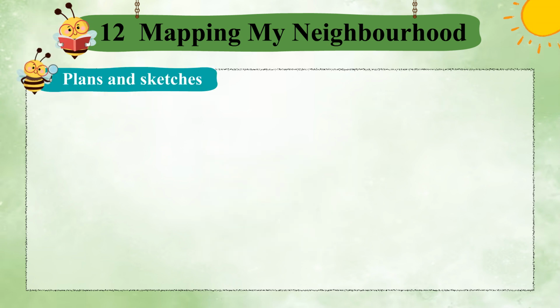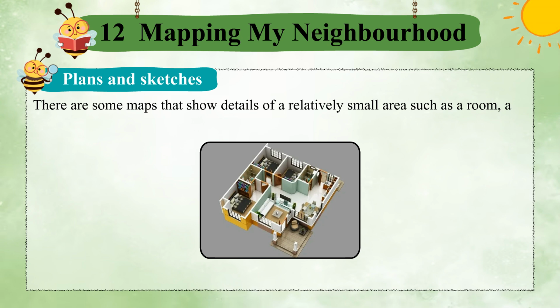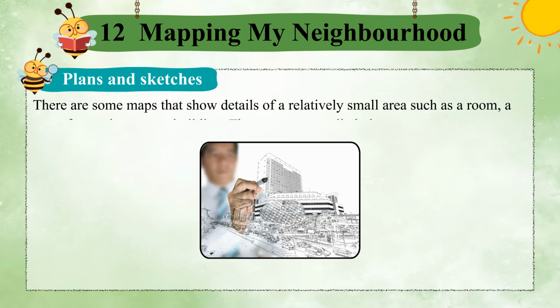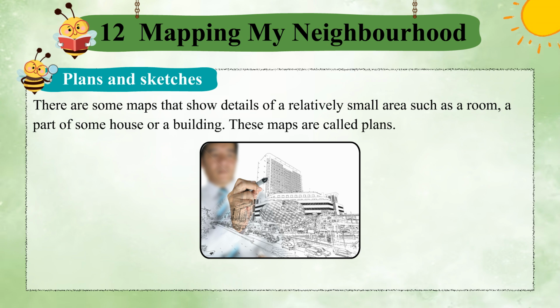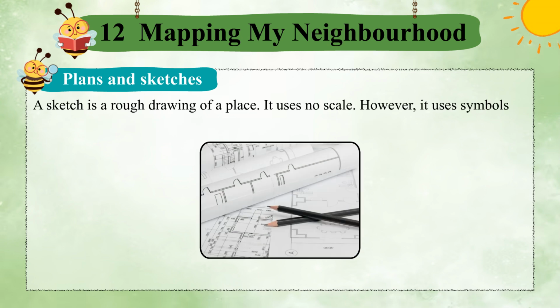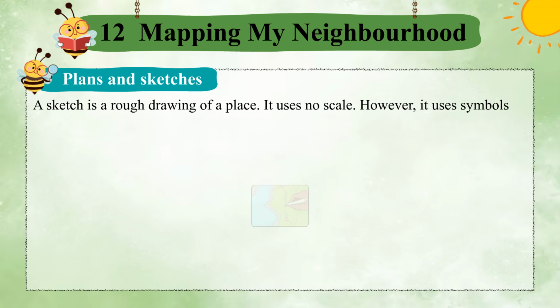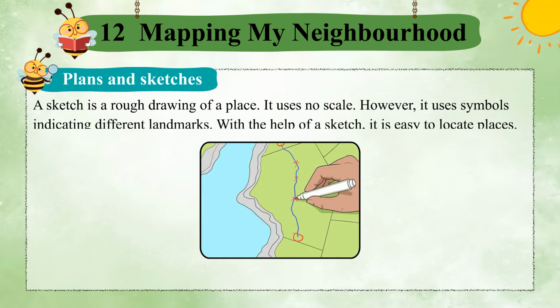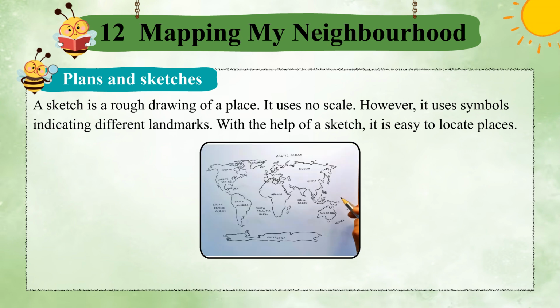Plans and sketches. There are some maps that show details of a relatively small area such as a room, a part of some house or a building. These maps are called plans. A sketch is a rough drawing of a place. It uses no scale. However, it uses symbols indicating different landmarks. With the help of a sketch, it is easy to locate places.